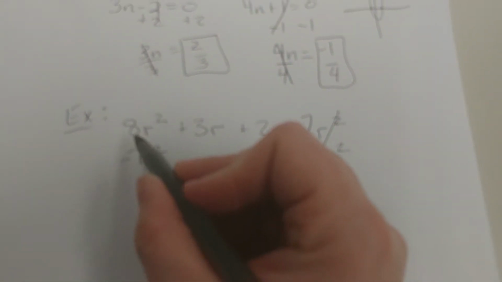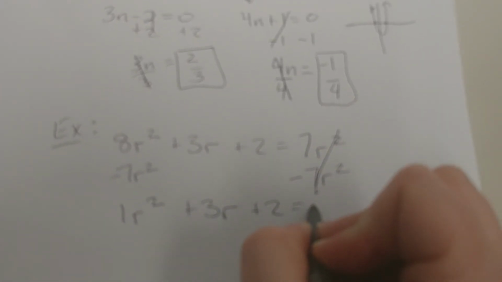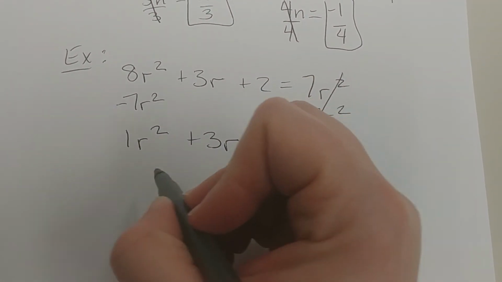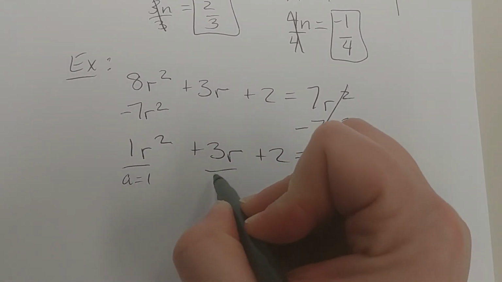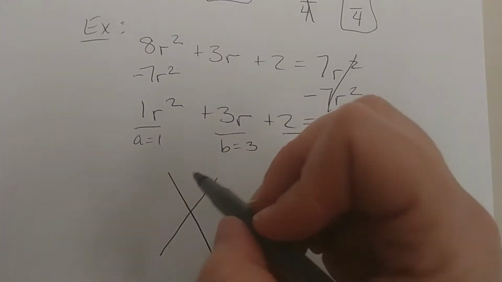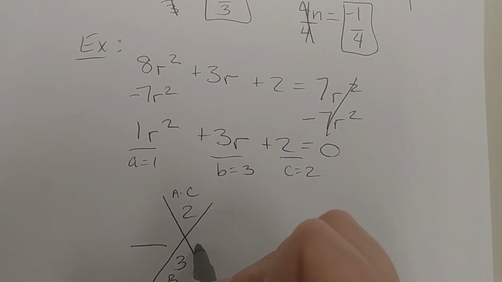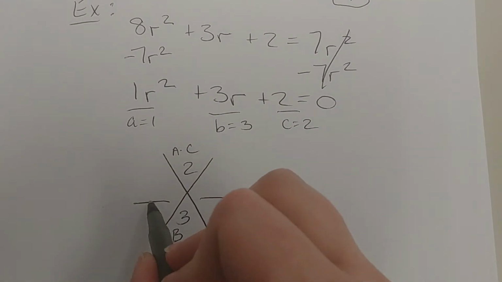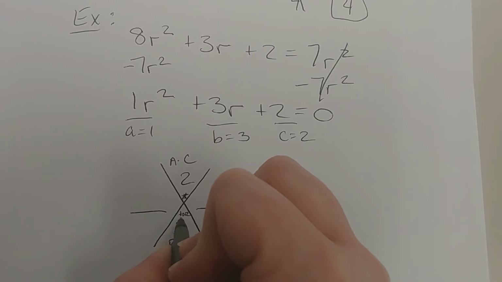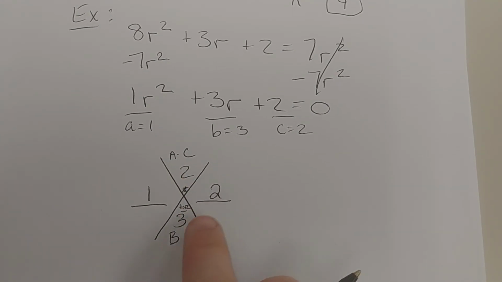So if I move it over, 8 minus 7 leaves me with 1r squared plus 3r, and then plus 2 equals 0. And then we have our a equal to 1, our b equal to 3, our c equal to 2. I'm ready for my cross here, a times c, which is 1 times 2, and b, which is 3. And then I've got to figure out what combination of numbers here and here can multiply to get me 2, but can either add or subtract to get me 3. Well, 1 times 2 will get me 2, and 1 plus 2 will get me 3.